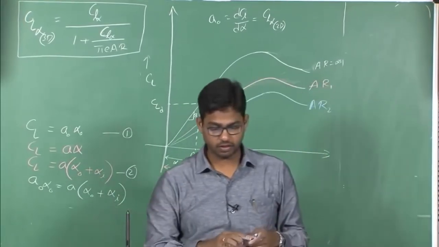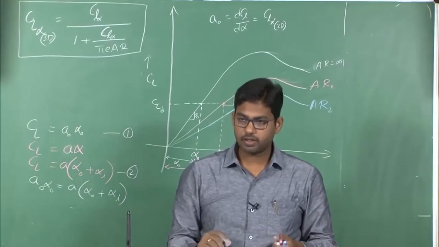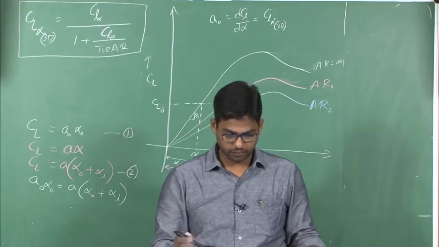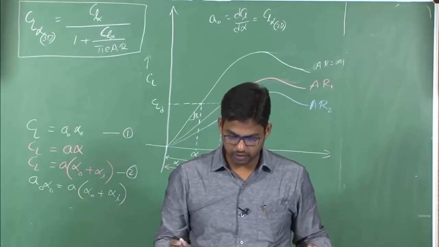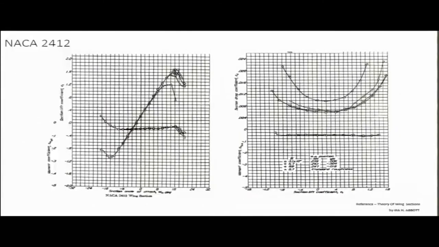Now let us look at some of these airfoils and their lifting characteristics. Right. So this data that we are going to present is obtained from the wind tunnel test. So the reference that you can consider for this is Theory of Wing Sections by Abbott. So the first airfoil here, we also discussed this during our earlier example. It is a NACA 2412 airfoil.